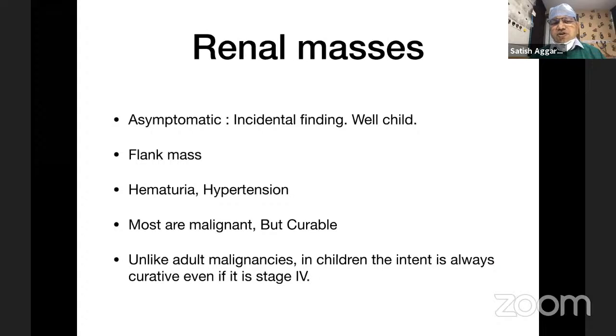You might ask the history of hematuria or hypertension, because hematuria and hypertension can suggest either a renal involvement, and hypertension can be there in neuroblastoma as well as Wilms tumor. Now remember, most flank masses which are solid are malignant. But even if they are malignant, they are curable. Remember that unlike adult malignancies, in children, the intent is always curative, even if it is stage 4.